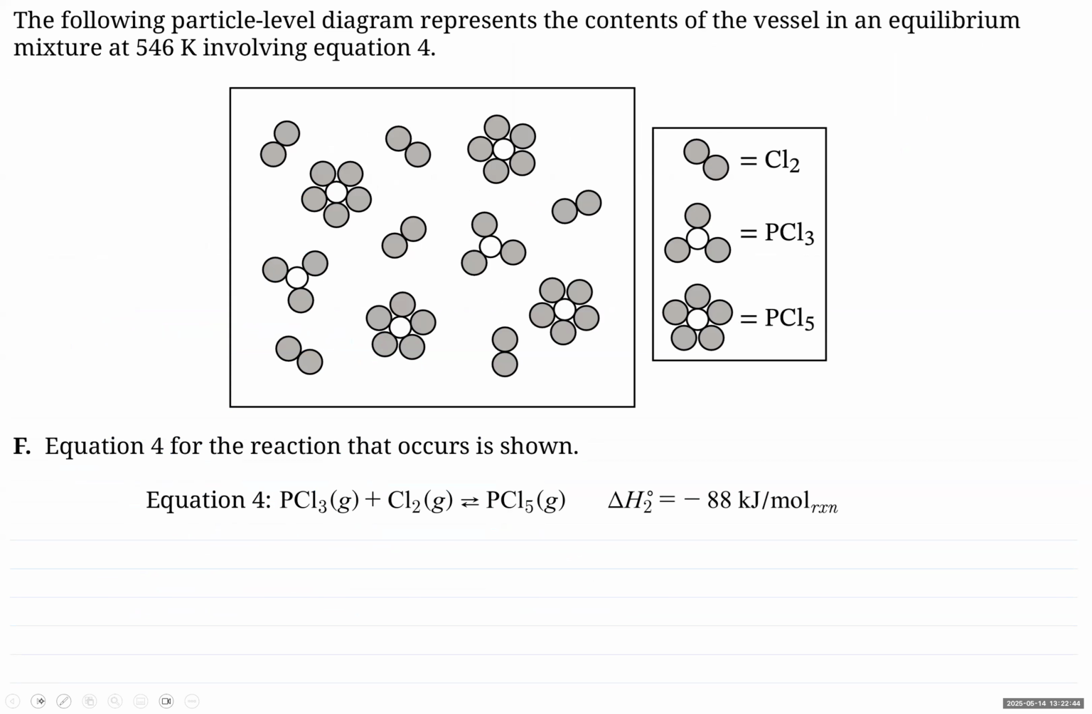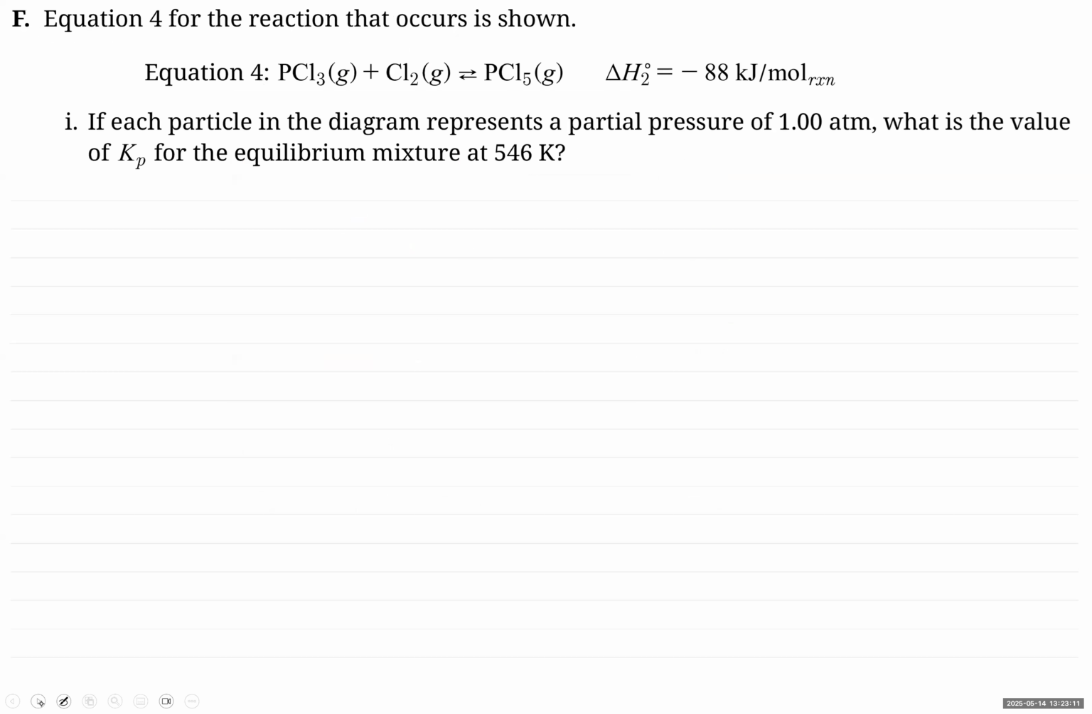The following particle level diagram represents the contents of the vessel in an equilibrium mixture at 546 Kelvin involving equation 4. So just a mental note, there is a temperature there. I don't know if we need it, just in case we need it later. Equation 4 for the reaction that occurs is shown below. And what is this asking? If each particle in the diagram represents a partial pressure of 1.00 ATM, what is the value of Kp for the equilibrium mixture at 546 Kelvin?